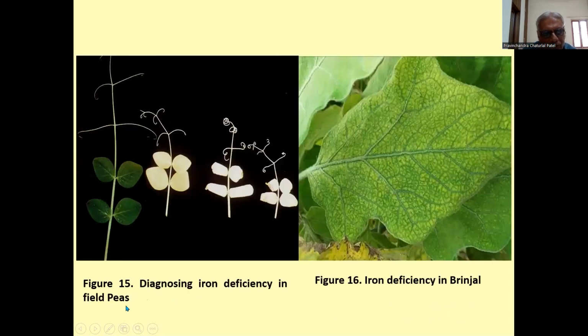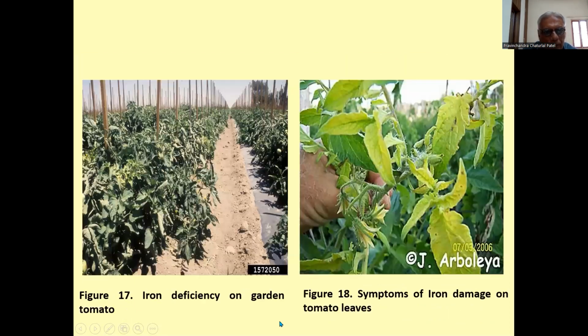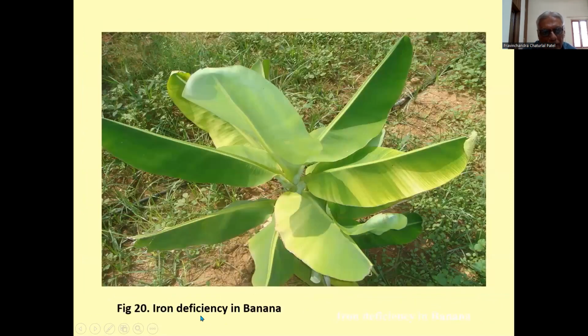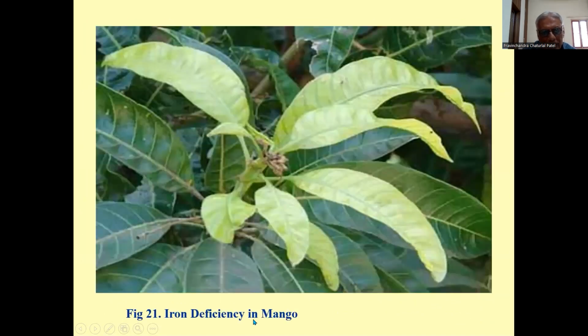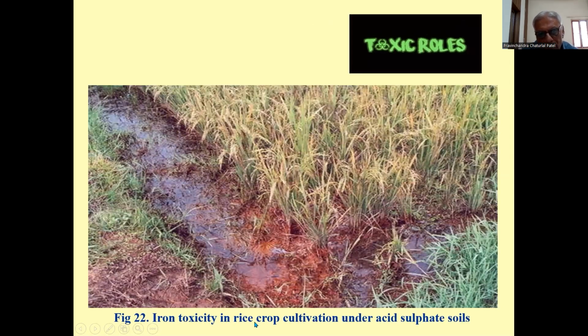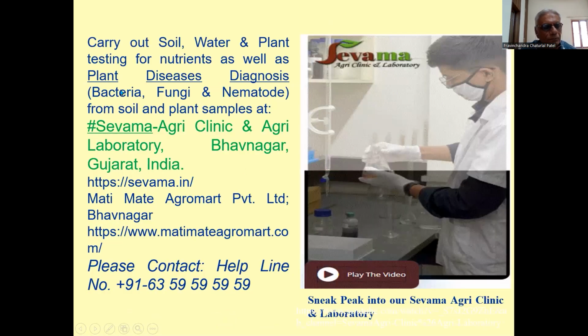Then diagnosis of iron deficiency in chilli, then iron deficiency in brinjal, then iron deficiency on garden tomato and symptoms of iron damage on tomato leaves, and chlorosis in citrus crop, deficiency in banana crop, and deficiency in mango crop. Then iron toxicity in rice crop cultivation under acid sulfate soil. In acid soil, the iron availability is more, so we are observing iron toxicity in rice crop.